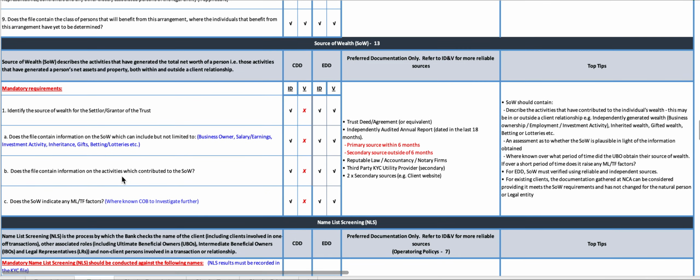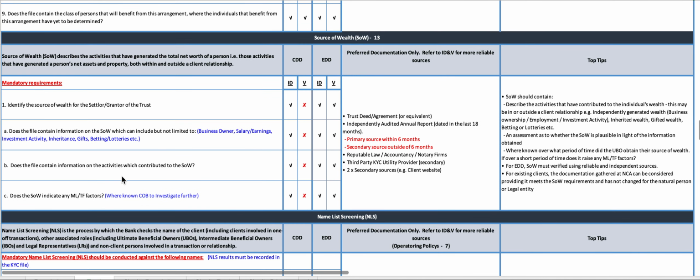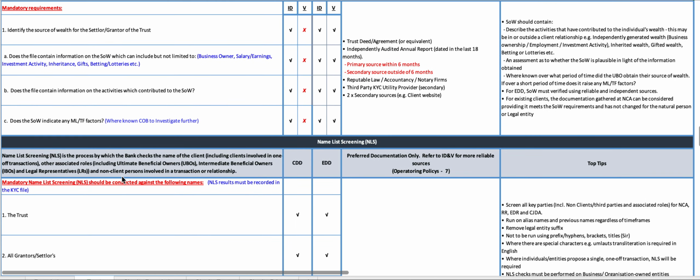Source of wealth and source of funds is exactly the same. You need to identify who your settlors and your guarantors for the trust are. And basically where that source of wealth comes from. Is it business ownership, salaries and earnings, lotteries, inheritance.